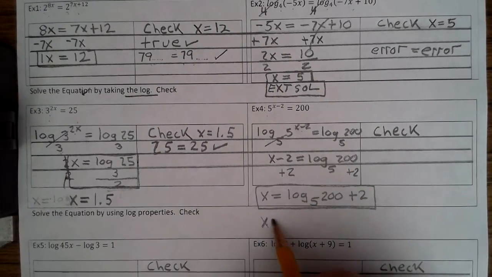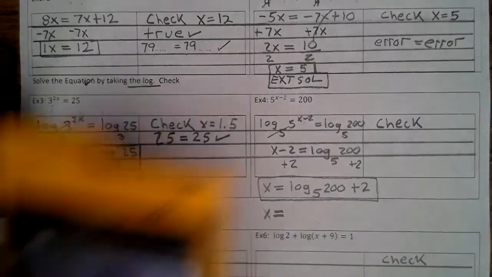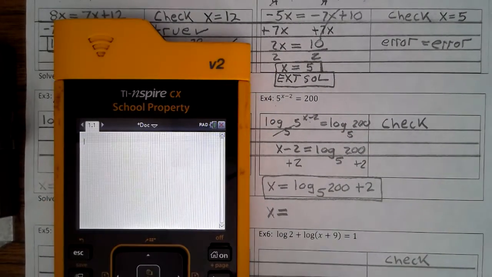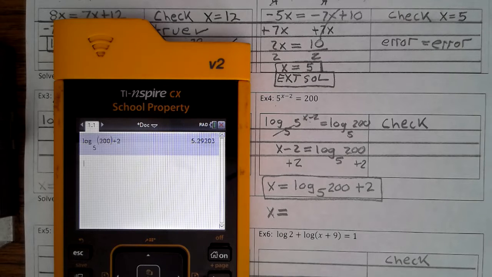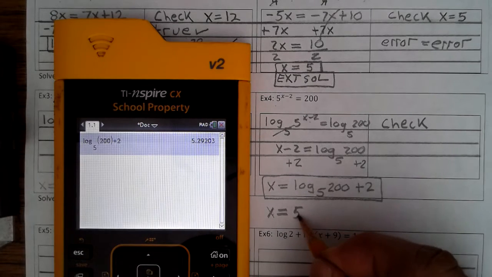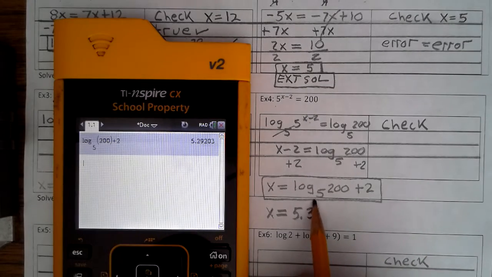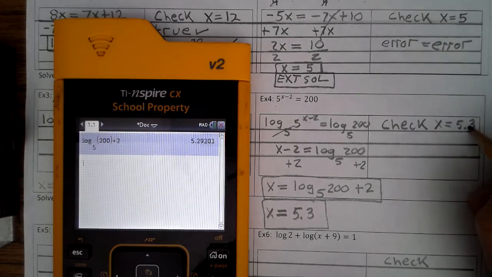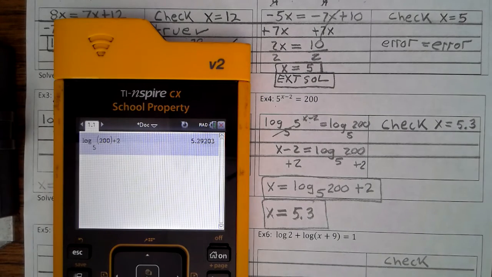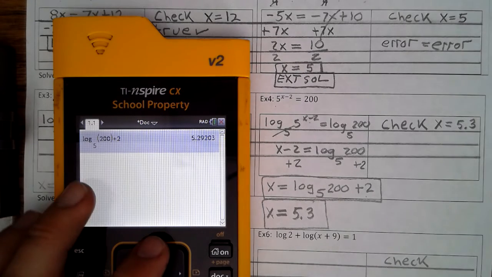And let's find the decimal. So to find the decimal, we're going to plug that into a calculator. So control log base 5 of 200 plus 2 is, let's just say, 5.3. All right, so now we need to check x equals 5.3. Now, I showed you how to check by graphing in the last problem. This problem, I'm just going to plug in the log base 5 of 200 plus 2 to check to see if it's correct. Okay, so to do that in your calculator, let me delete this.